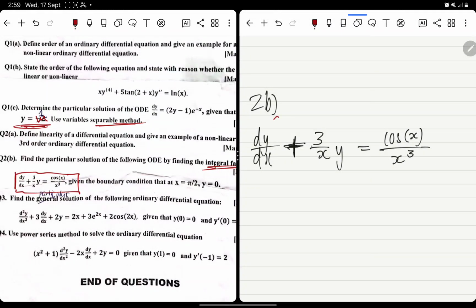If that is what is going on, we say to you, my friend, you have expressed it in the form dy/dx. This is the form, right? dy/dx plus py is equal to q. You have expressed that this is the form you want: dy/dx plus py is equal to q.